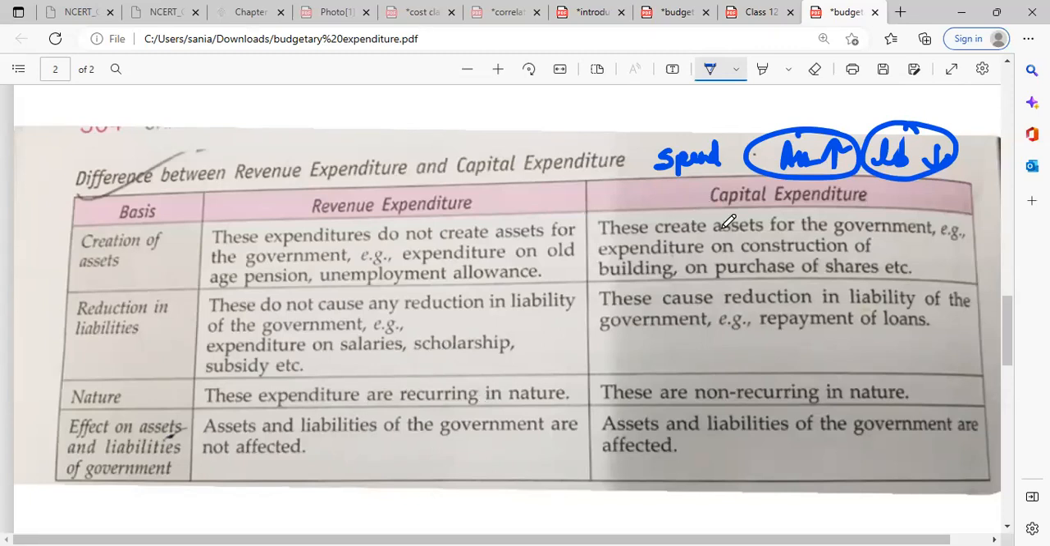But coming to capital expenditure, these create assets for the government. For example, expenditure on construction of buildings, purchase of shares and so on. The government is constructing a building, so what is happening? An increase in assets. Plus, the government is repaying a loan, which reduces the liability. These are non-recurring in nature. Once done, you will not do it again and again. So assets and liabilities of the government are affected here, but in revenue expenditure, assets and liabilities of the government are not affected. Clear? Quickly read it.